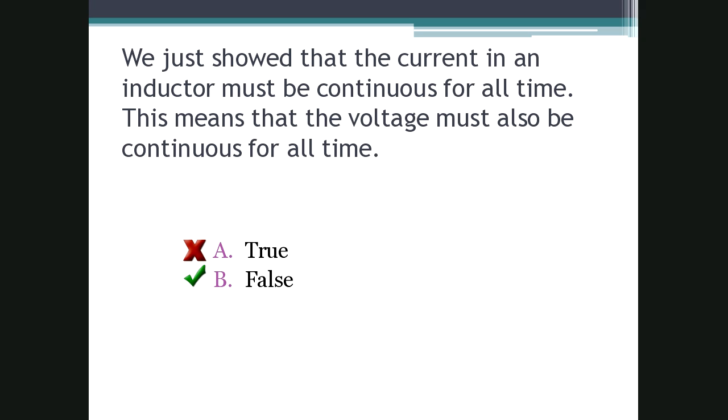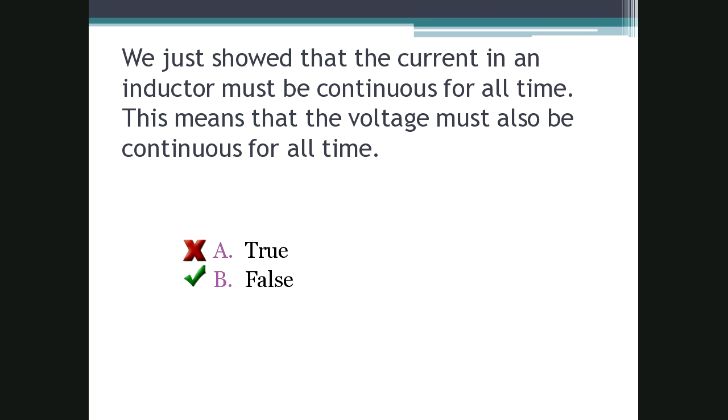So we just showed, let's read the slide. We just showed that the current in an inductor must be continuous for all time. This means that the voltage must also be continuous for all time. Is that true or false? Okay, the answer there is false. Why is it false?